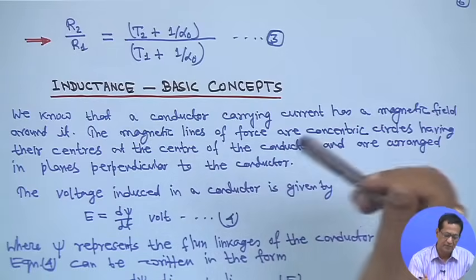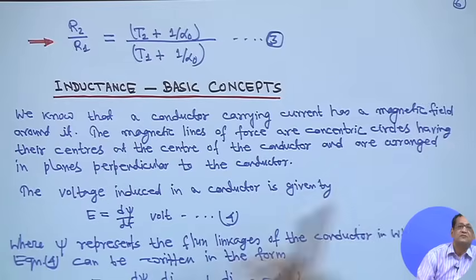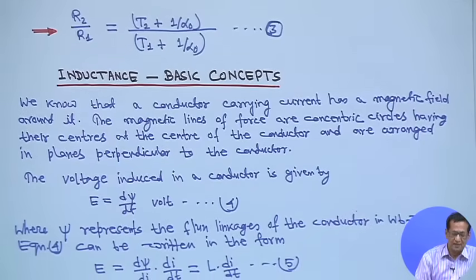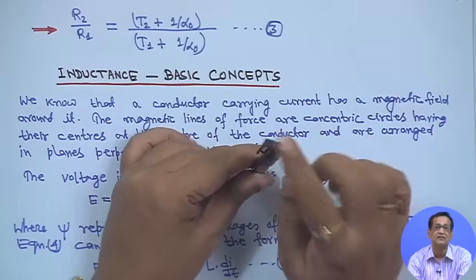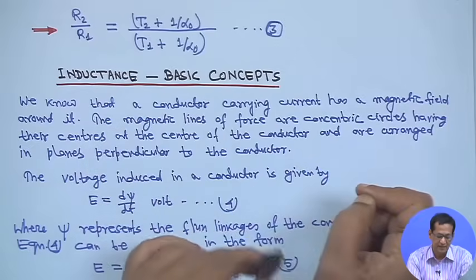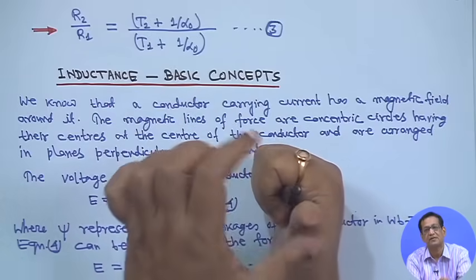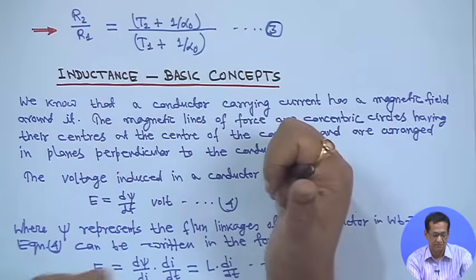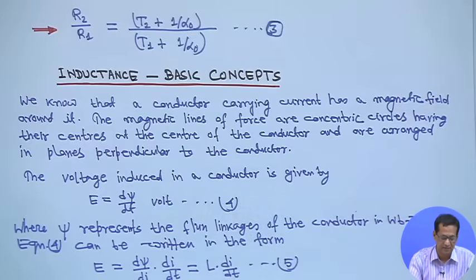So, whenever a conductor is carrying current, it has a magnetic field around it. The magnetic lines of force are concentric circles having their centers at the center of the conductor. If this is the conductor, then they are concentric circles centered at the center of the conductor. So, if I wrap it like this, and if this is the direction of the current, the thumb upwards, then you will have the magnetic field, but they are concentric circles actually, and their center will be at the center of the conductor.